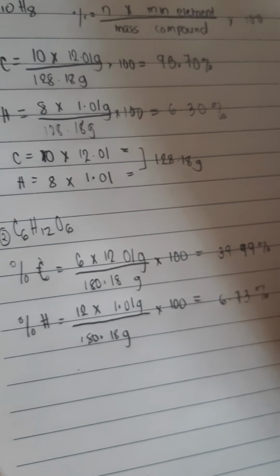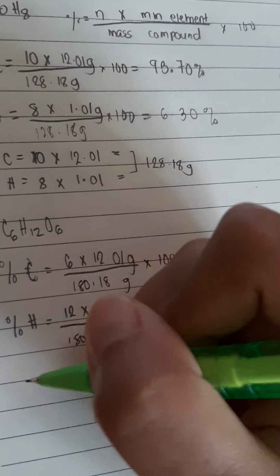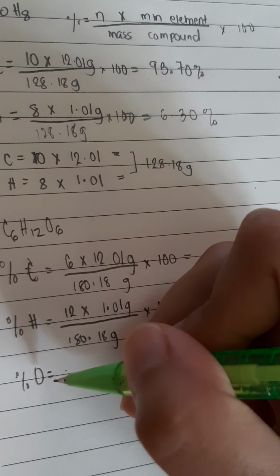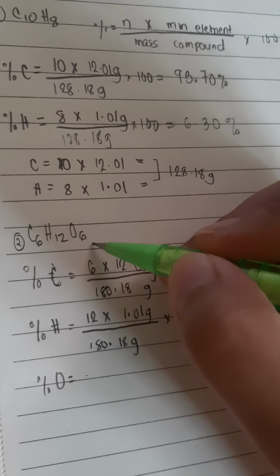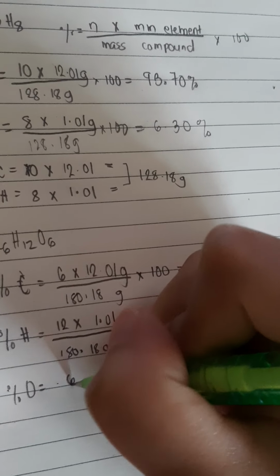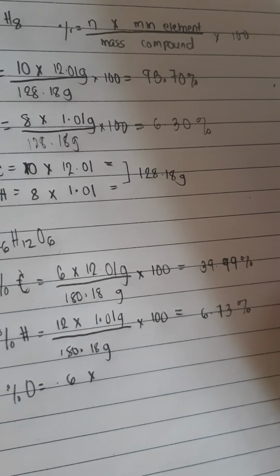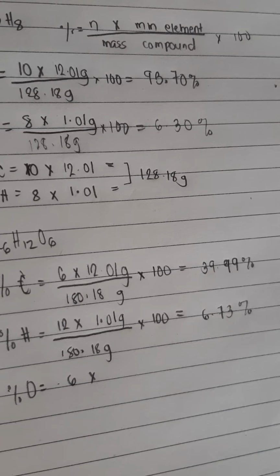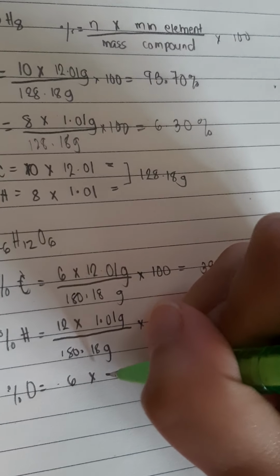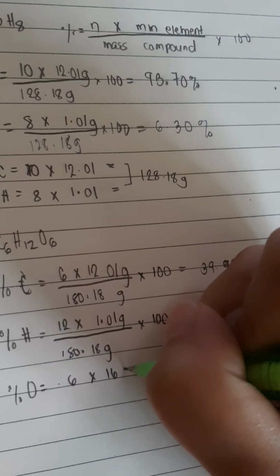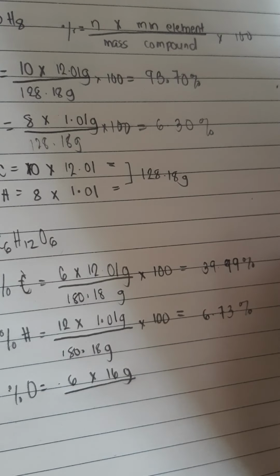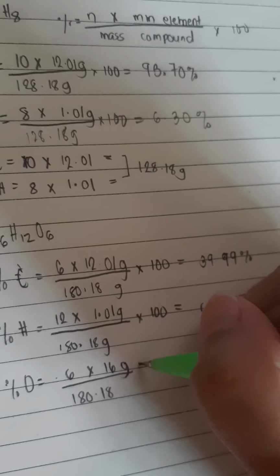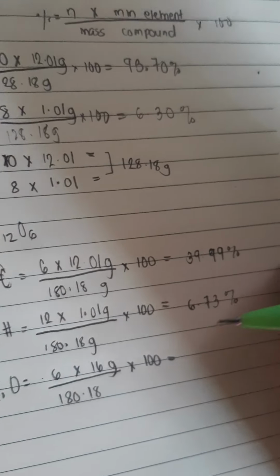Let's get the last one, which is oxygen. The percentage of oxygen is equal to how many oxygen atoms you can find in glucose. We have 6, so 6 multiplied by the molar mass of oxygen, which is 16, or you can use 15.99, but in this one I'm going to use 16, rounded up. 16 grams divided by the mass of the whole compound, 180.18 grams, and multiplied by 100.